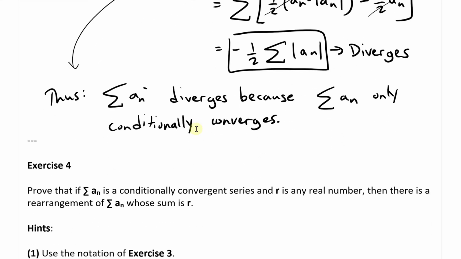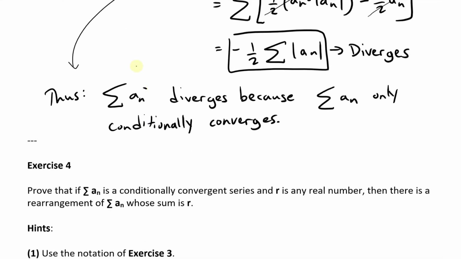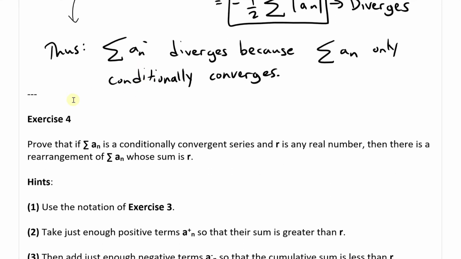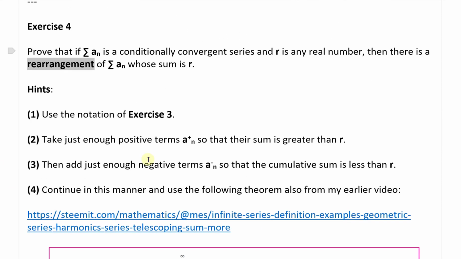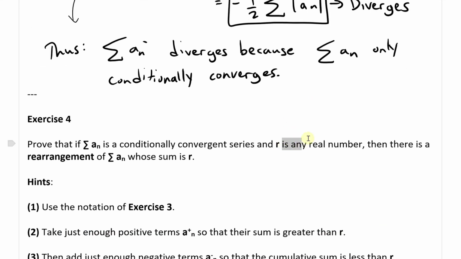Alright, so now this brings me to the last exercise in this, again, this epic long video, as is becoming customary in my recent videos. So exercise 4, prove that if the series an is a conditionally convergent series and R is any real number, then there is a rearrangement of the series an whose sum is R. So yes, this is a part of the rearrangement section that I went over briefly earlier in this video. And now we're basically saying if it's conditionally convergent, then R is any real number. So basically you can rearrange to get any real number, to make it sum up to any real number, which is quite fascinating stuff.